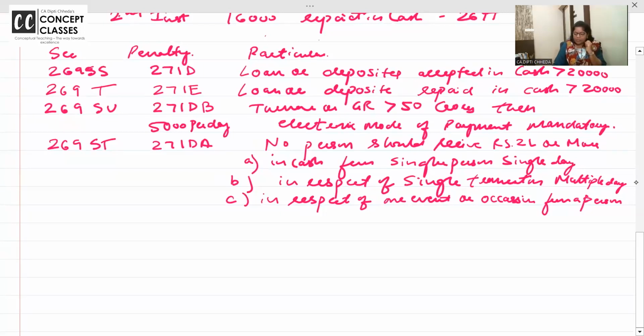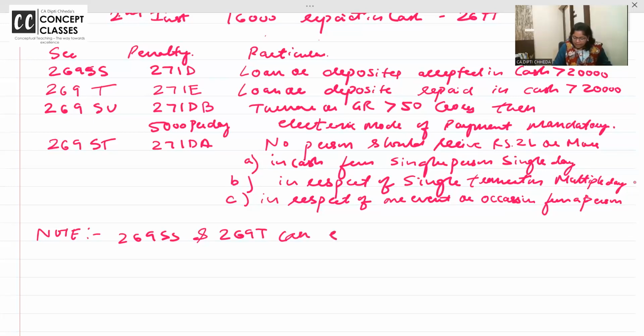Is this gist table clear to all of you? 2 लाख की लिमिट है on a single day by a single person. एक दिन से ज्यादा नहीं लेना देना कोई भी ट्रांजैक्शन है. Now here the thing is, a very important note I want you all to write: can 269SS and 269T exist simultaneously?